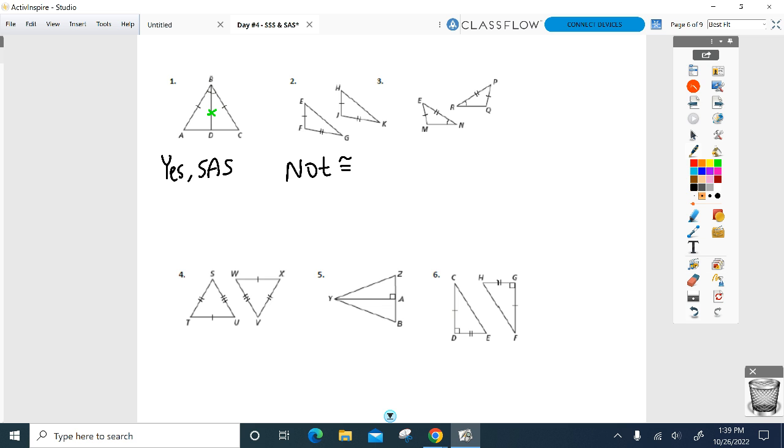How about 3? Congruent? No. Why not side, angle, side? I got 2 sides and an angle. Why not side, angle, side? The angle is not in between. What 2 angles would it be if it was side, angle, side? E congruent to P. But here, nope. Not congruent. Okay, not congruent.